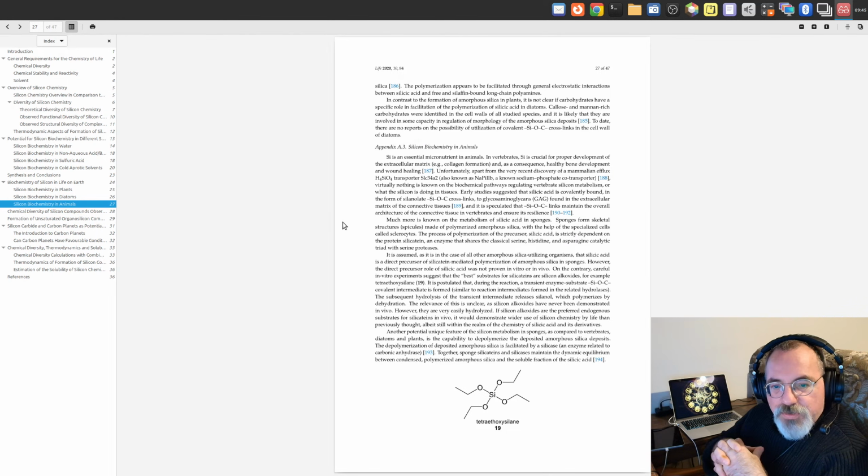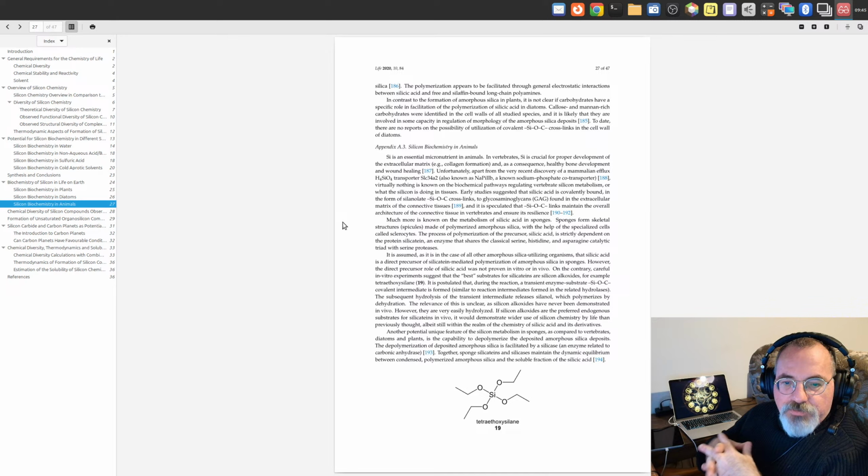The relevance of this is unclear, as silicon alkoxides have never been demonstrated in vivo. However, they are very easily hydrolyzed. If silicon alkoxides are the preferred endogenous substrates for silicateins in vivo, it would demonstrate wider use of silicon chemistry by life than previously thought, albeit still within the realm of the chemistry of silicic acid and its derivatives.